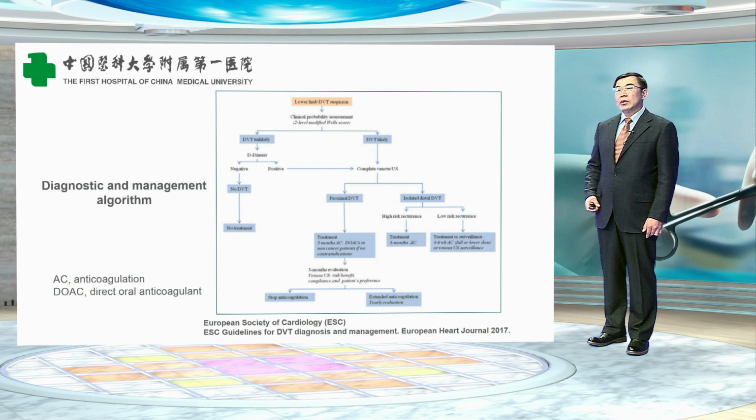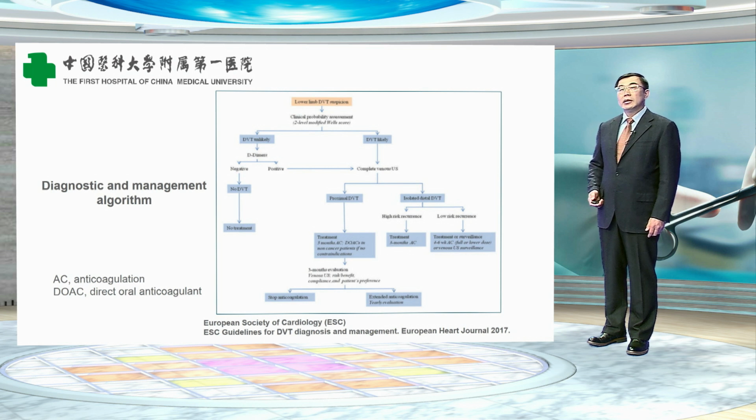If the D-dimer is positive, he can receive ultrasound, and if the ultrasound confirms the thrombosis in the deep venous system, the diagnosis can be confirmed.